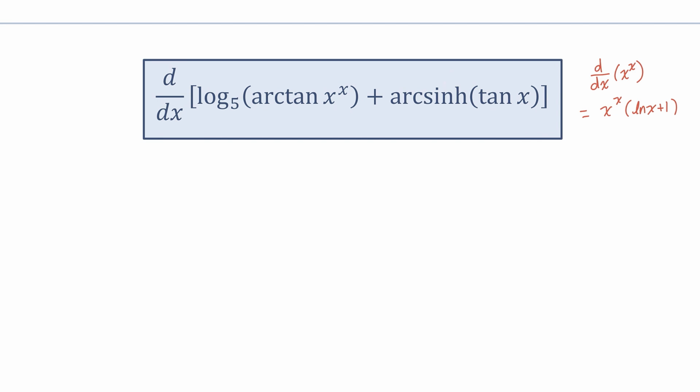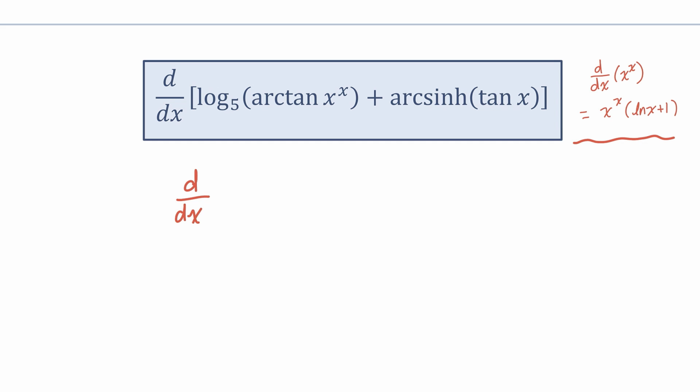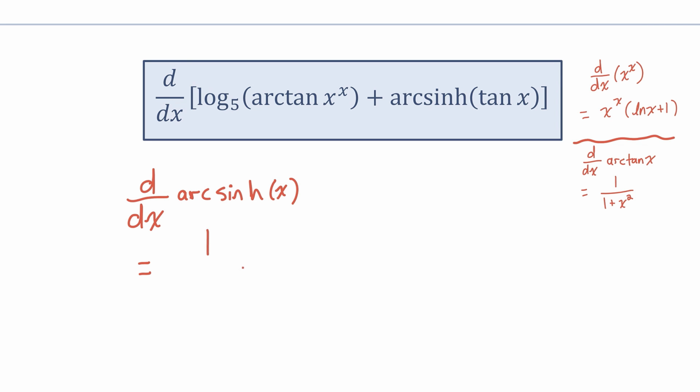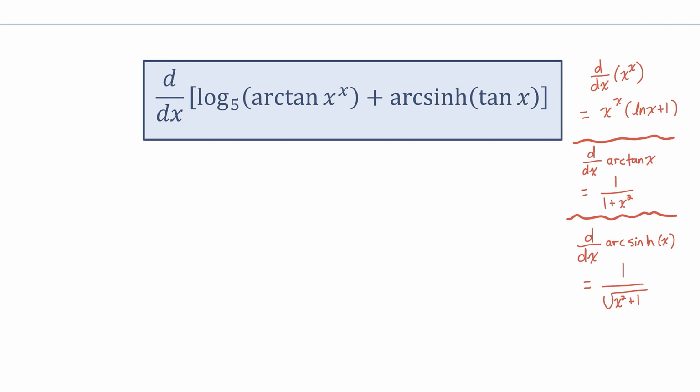Other rules I'm going to need for this, I'll need to know what the derivative of arctan of x is. The derivative of arctan of x is equal to 1 over 1 plus x squared. And lastly, the last derivative rule we'll need is the derivative of the inverse hyperbolic sine function. That's equal to 1 over the square root of x squared plus 1. So with those three rules, we should be able to find this derivative.